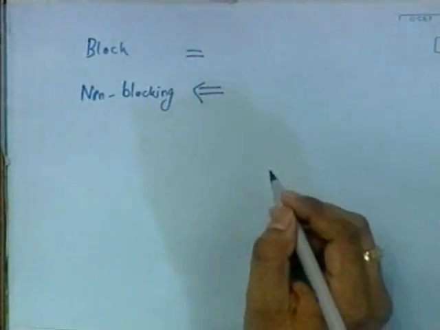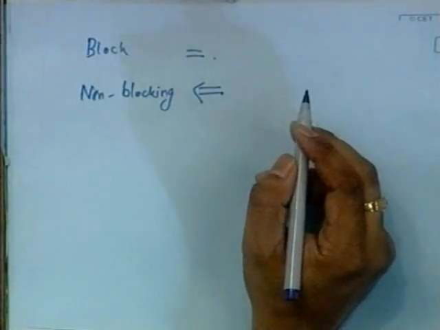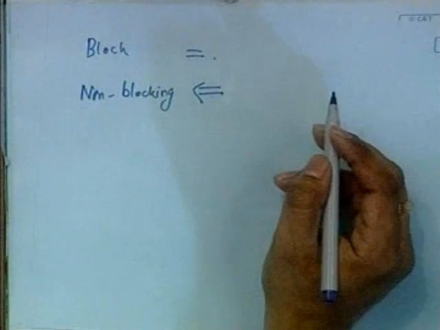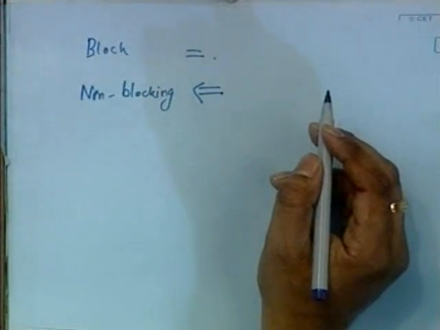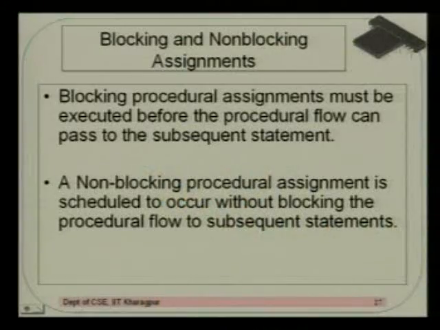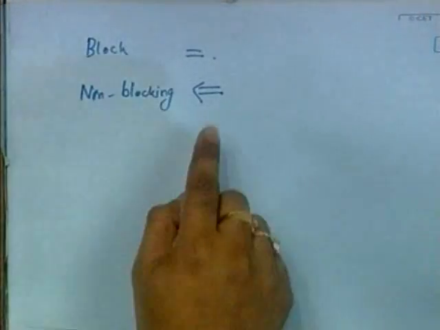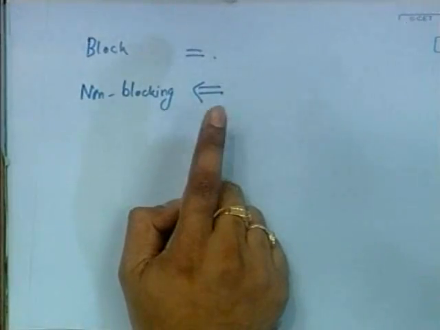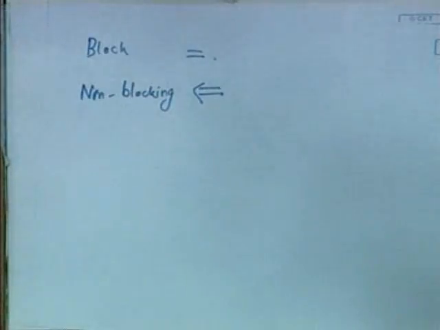Okay, so what is the difference between this assignment and this assignment? As the name suggests, a blocking procedural assignment stops the execution of the subsequent assignment. That is, if you find two blocking assignments, then until the first blocking assignment gets over, the next blocking assignment does not start. Okay, that's why it's blocking. But as opposed to that, you have non-blocking procedural assignments, denoted by this symbol of less than equal to. In this case, it doesn't block. It actually supports concurrency. That is, all the assignments are taking place simultaneously.